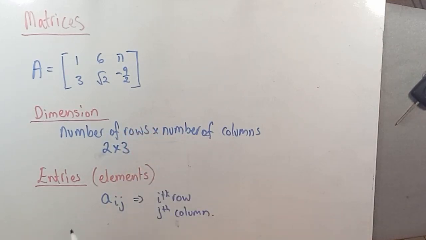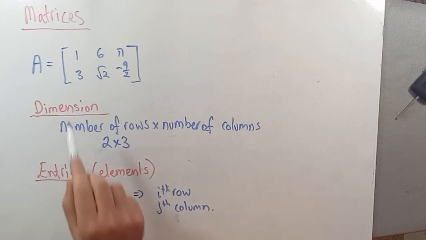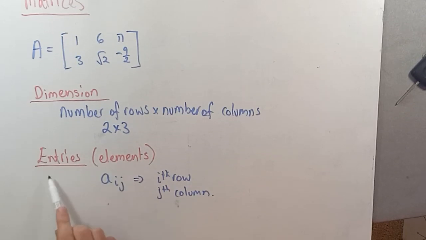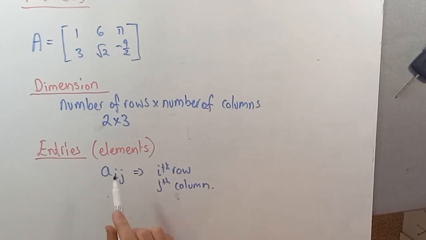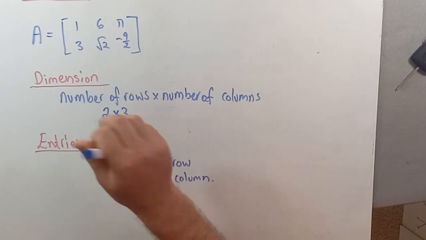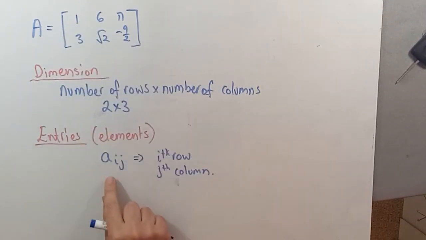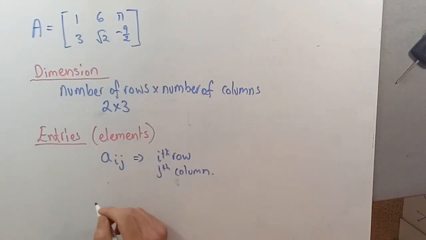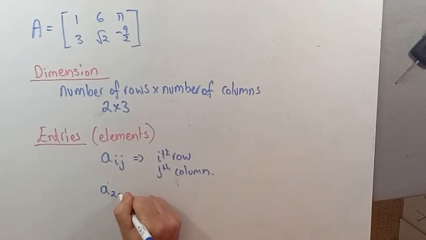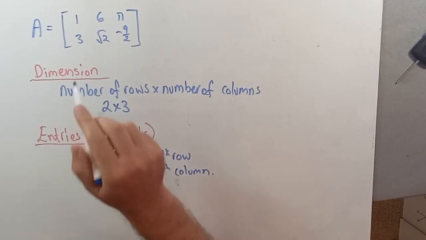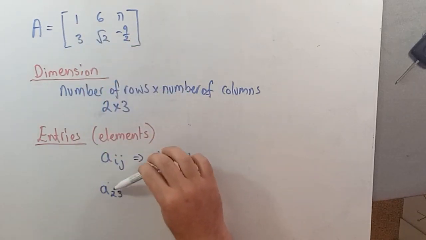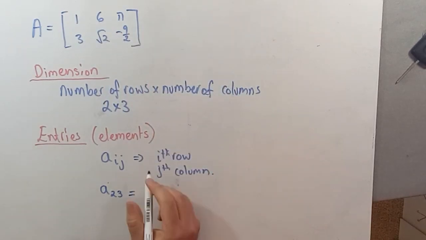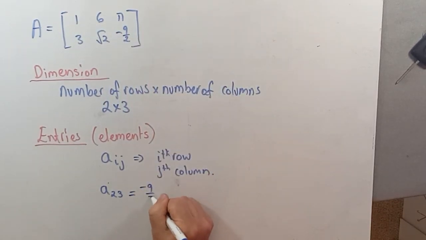Each of the numbers in the matrix we call the entries or elements. So we've got an entry at 1,1, the ith row in the jth column. So A11 is just a 1. Or if we want A23, for example, we'd look at matrix A, go to row 2, column 3, which is 9 on 2.